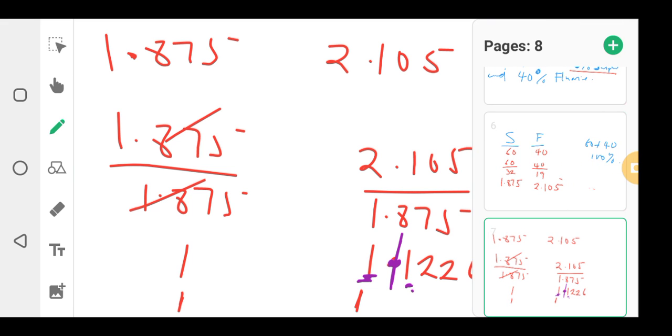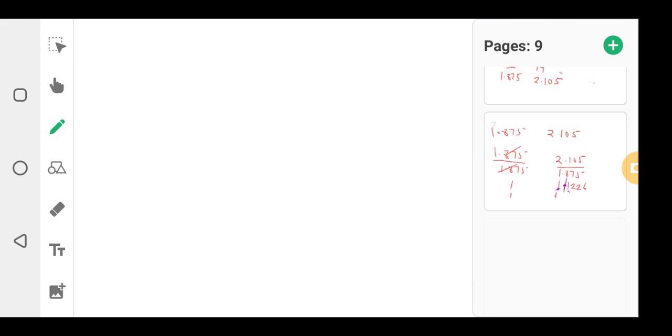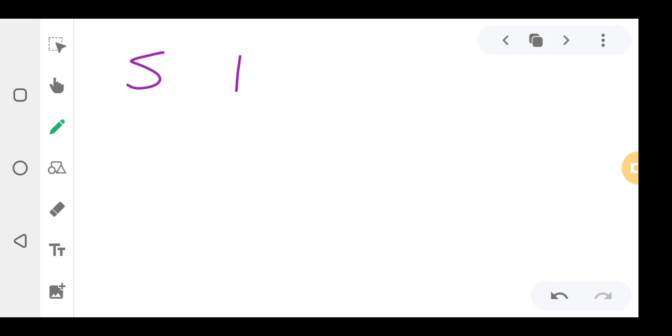So it means the final formula is sulfur, fluorine. Sulfur has got a 1. Also fluorine has got a 1. That's the final formula.